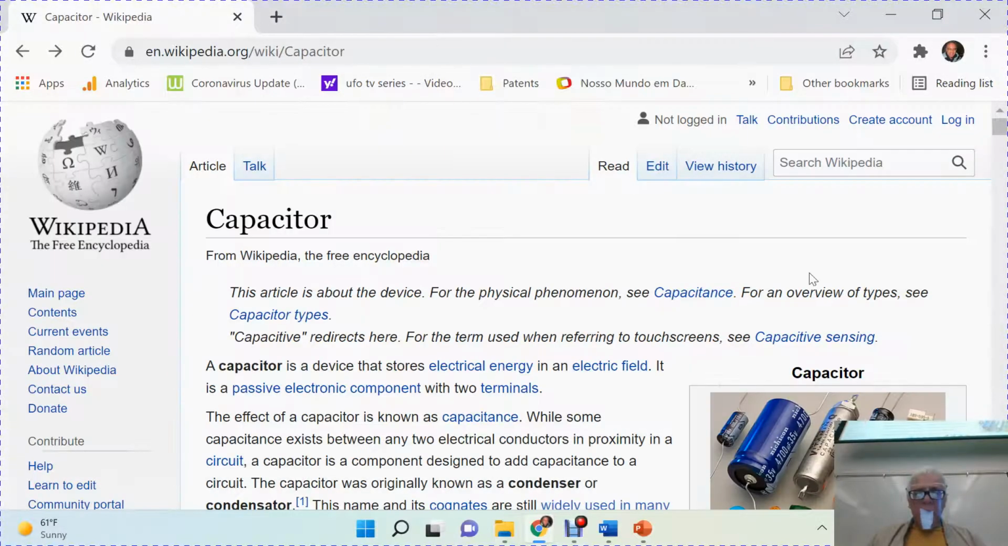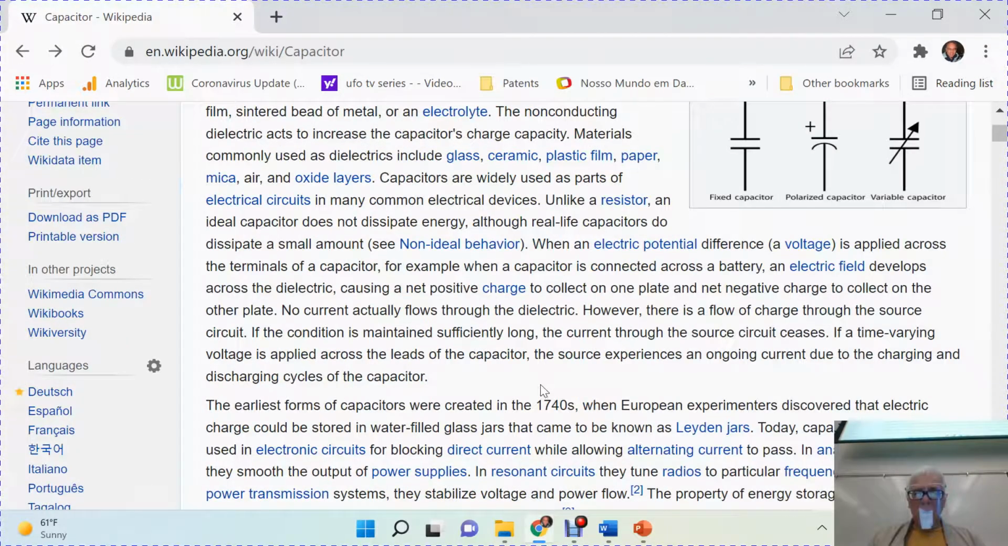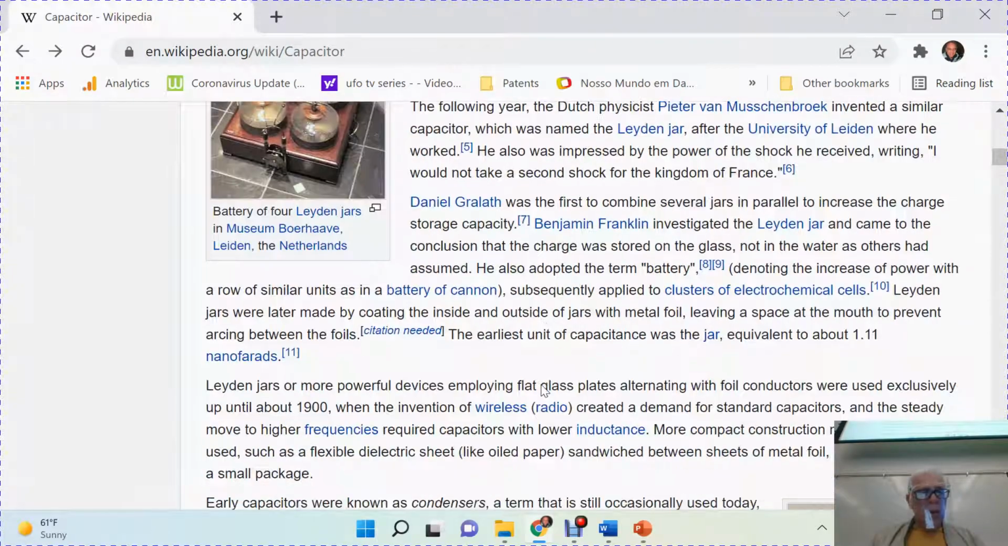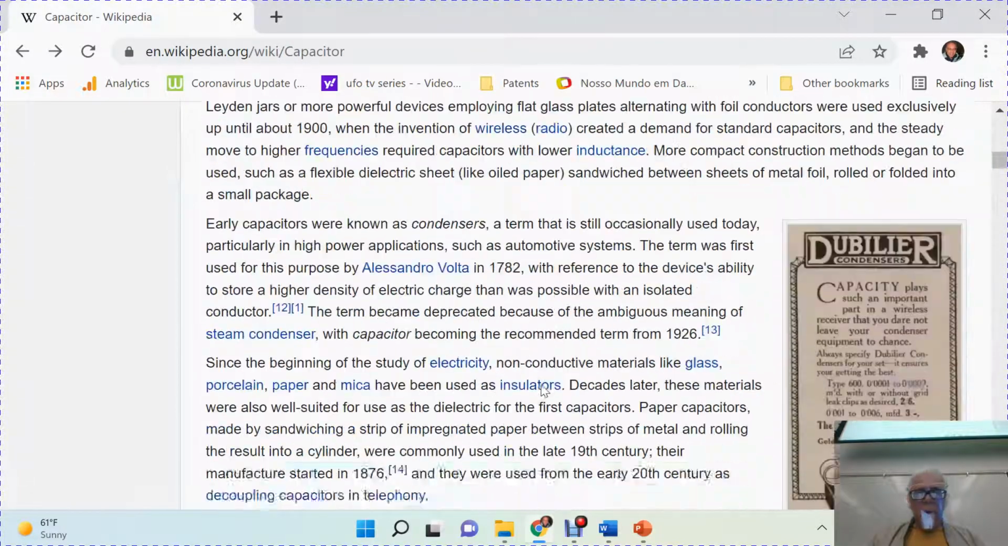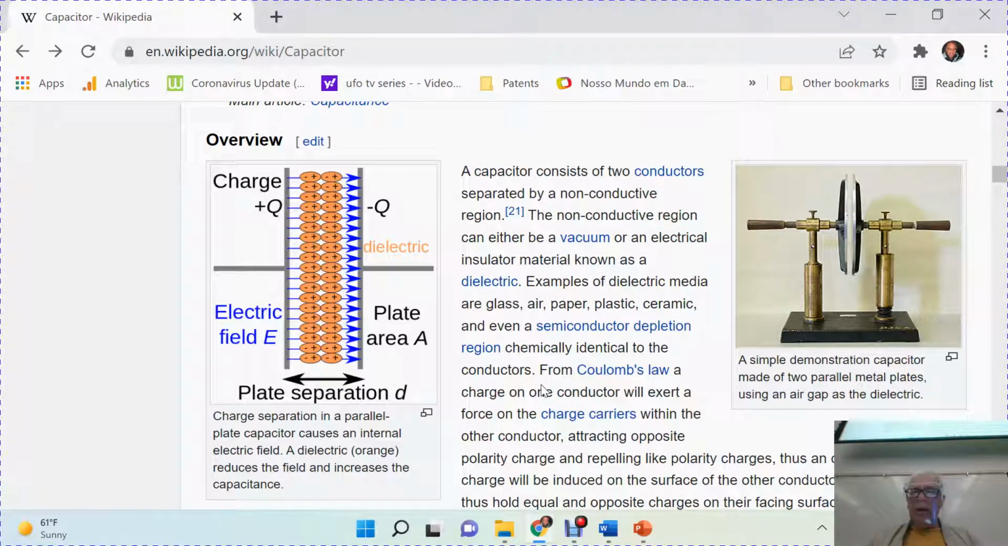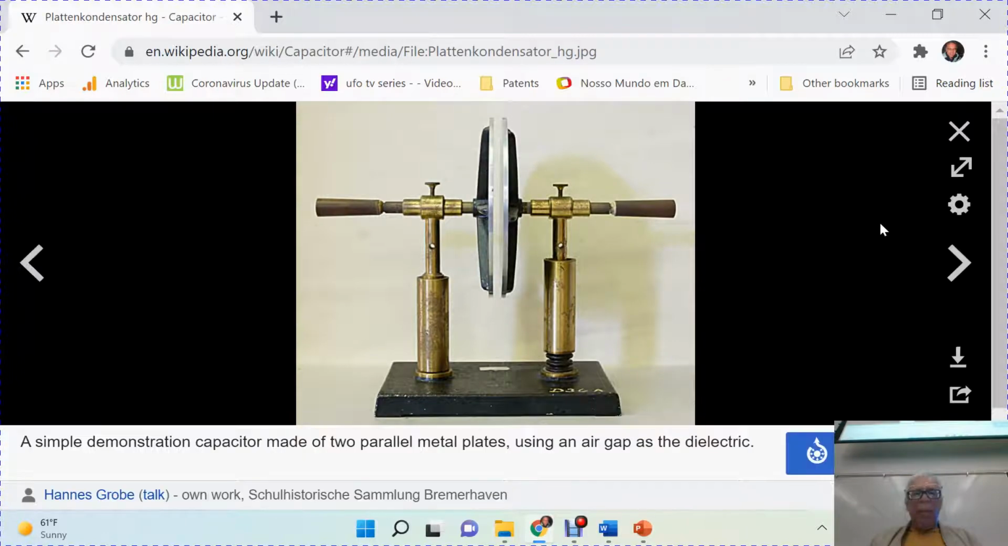Let me see if you have another picture. Leyden jars. That was the first capacitor. Okay, here you go, that's another capacitor. We have something like that there upstairs. This is a parallel plate capacitor.